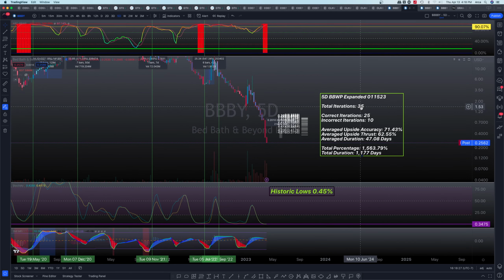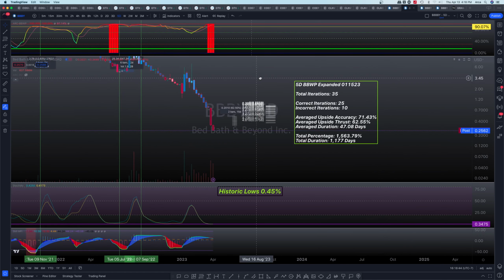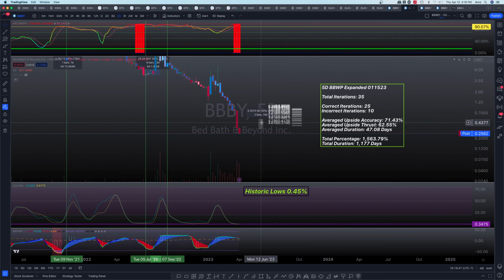We notice a total of 35 iterations throughout the entire trading history of the 5-day chart, of which 25 were guessed correctly to the upside, giving us a 71.43% upside accuracy with a 62.55% upside thrust over the span of about 47 days. That condition is very close to being met. We definitely want to get that upside pivot in momentum, and we want to start to get that contraction phase from volatility. On average, anytime that condition has been met, we have made this move.